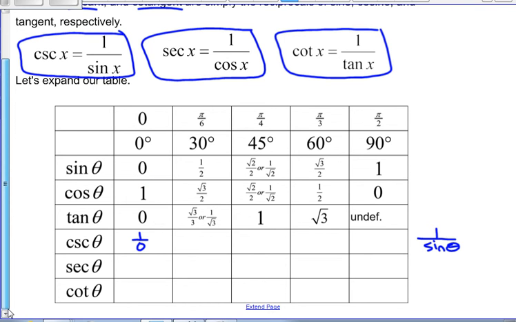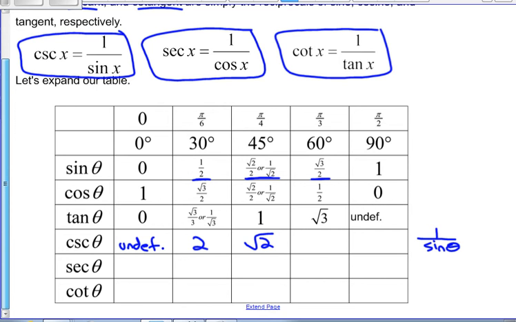Now, are we allowed to do that? No, we can't divide by 0. That's going to be undefined. The next one, 1 over 2. Flip it over, we get 2. Next one, we have two forms. And you can see the easier one to flip over is going to be 1 over root 2. So we get root 2.